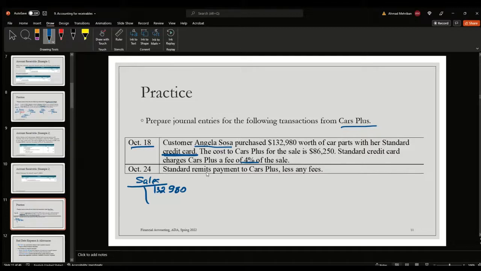However, normally we would write that we have accounts receivable debit, the same amount, except in this case the payment was made using the credit card. Therefore, and we know the charge for using the credit card is 4%, that is supposed to be paid by Cars Plus. So what is going to be recorded is accounts receivable.